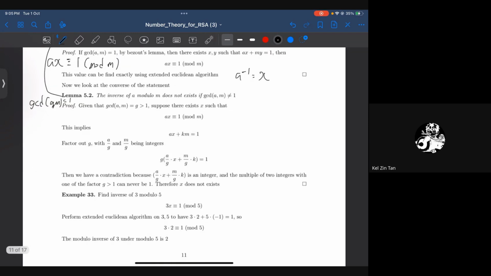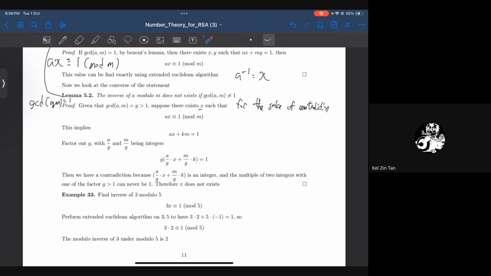Let's look at the proof of this converse statement. Suppose that the GCD of A and M is not equal to 1. This means that the GCD is some g that is greater than 1. But now let's suppose, by contradiction, that an inverse exists. We want to prove that this is impossible, so we want to show that x cannot exist. But we suppose that x exists now.